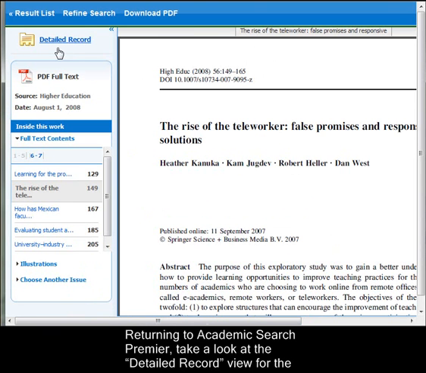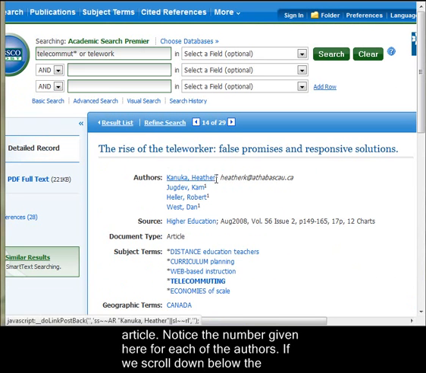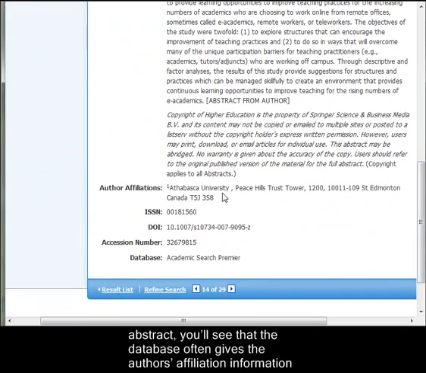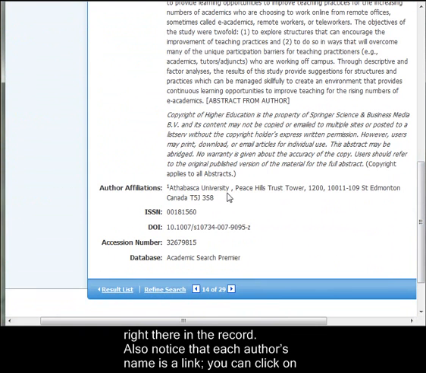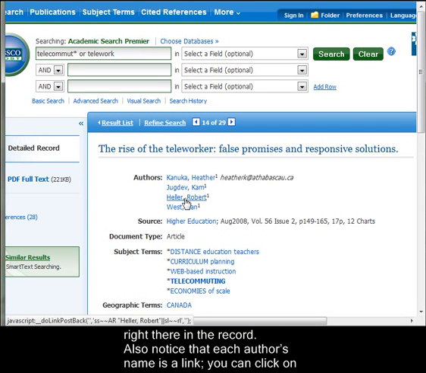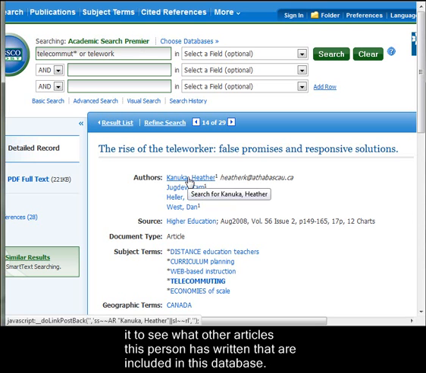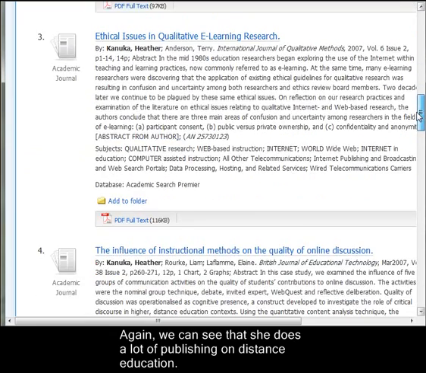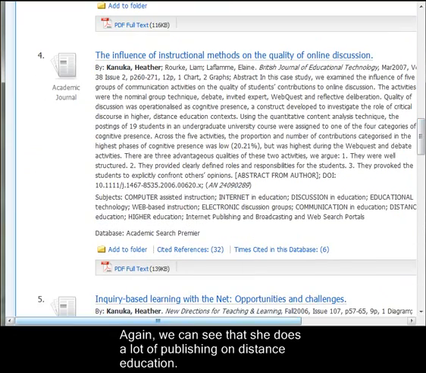Returning to Academic Search Premier, take a look at the detailed record view for the article. Notice the number given here for each of the authors. If we scroll down below the abstract, you'll see that the database often gives the author's affiliation information right there in the record. Also notice that each author's name is a link. You can click on it to see what other articles this person has written that are included in this database. Again, we can see that she does a lot of publishing on distance education.